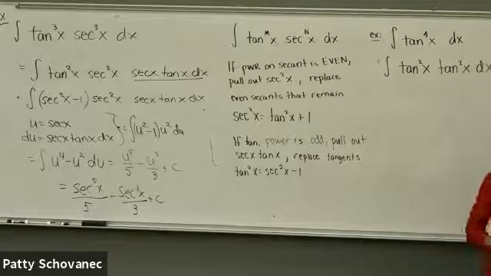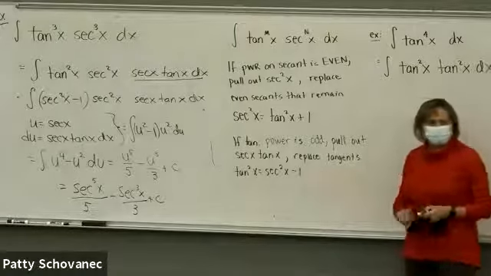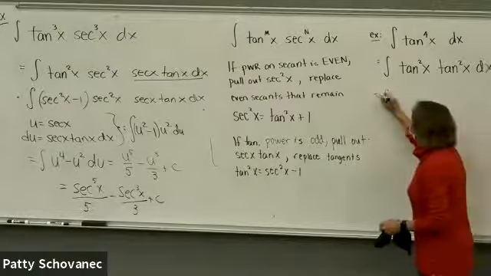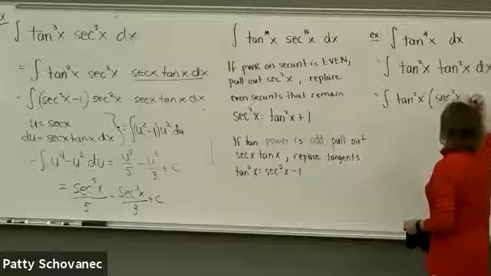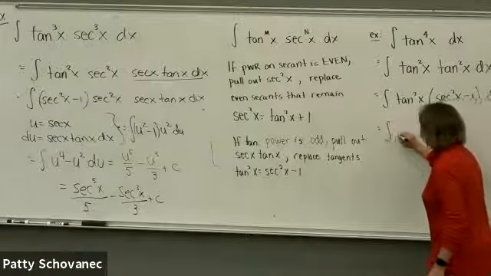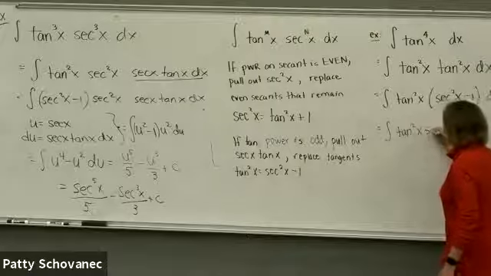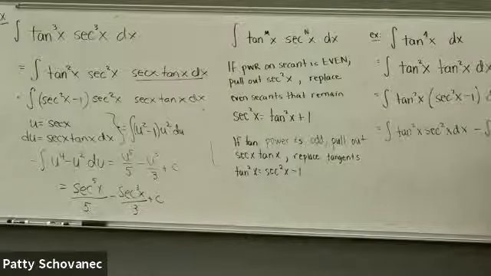That's my first step. Who knows if it works, but I see a tangent squared that'll at least allow me to get a secant squared in this integral. Okay, so I'm going to replace this tangent squared with secant squared of x minus 1. And if I distribute that tangent through there, I at least have an integral that I know how to do. Can you do that first integral?